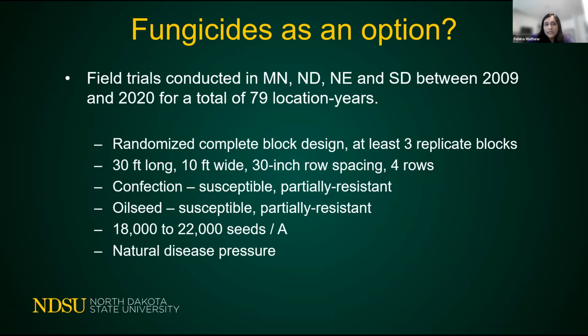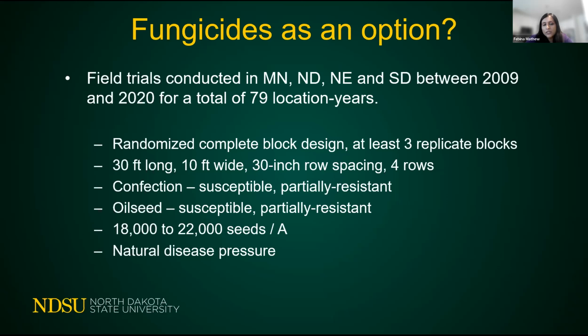We conducted field trials for a total of 79 location years in 4 states, Minnesota, North Dakota, Nebraska, and South Dakota. And we followed pretty much a uniform protocol. These are research plots. They're about 30 feet long, 10 feet wide, 30-inch row spacing. And depending on logistics and availability of the seeds, we chose between oils or confections. We also used different types of hybrids, susceptible to moderately susceptible, or what we call partially resistant hybrids. The seeding rate varied, again dependent on the seeds that were available, but it was anywhere between 18,000 to 22,000 seeds per acre.